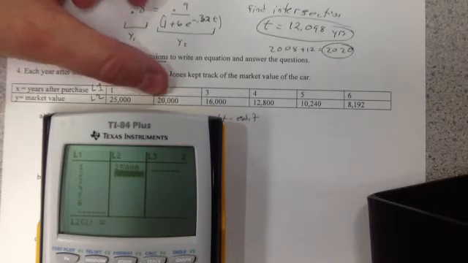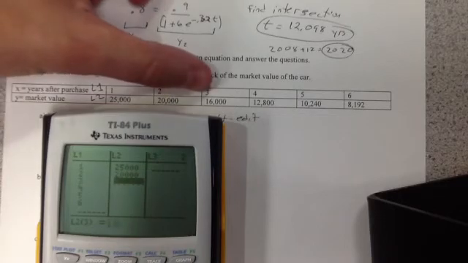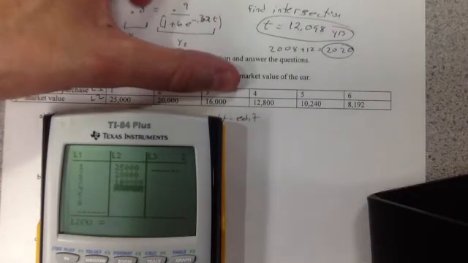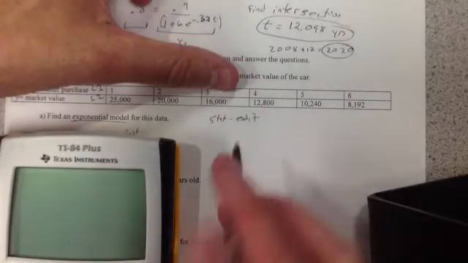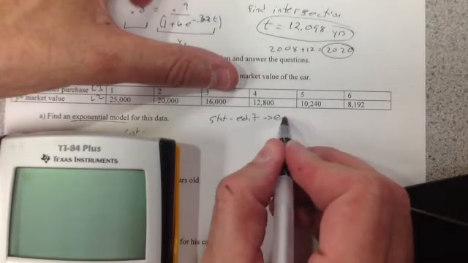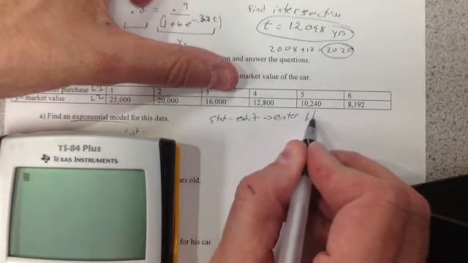25,000, 20,000, 16,000, 12,800, 10,240, and 8,192. Second quit, just like school. That's going to enter. That enters into the lists.